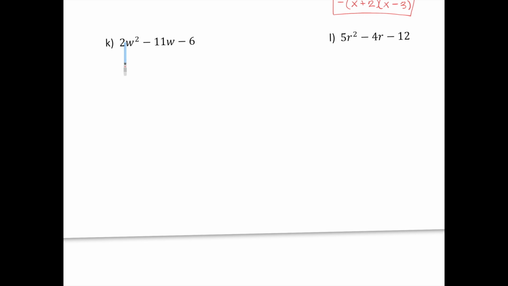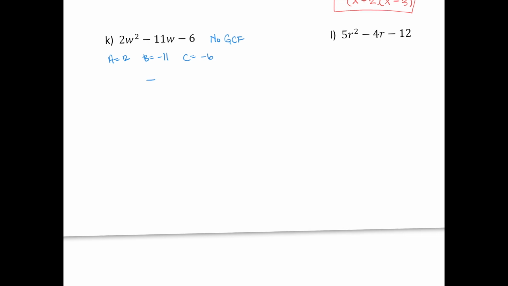There is not a number that we can divide 2, 11, and 6 by, so there's no GCF. Identify your A, your B, and your C. Do your number game. So what two numbers multiply to 2 times -6? That's -12. But adds to -11. Those two numbers are a -12 and a +1.